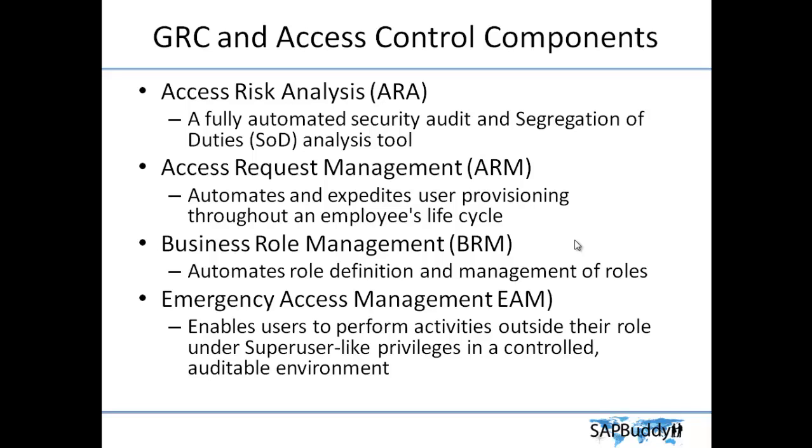After using this emergency access, the audit log can be reviewed and controlled. So it's an auditable environment, which makes it easy to do highly sensitive changes using emergency access management. So we have four different parts in access control: access risk analysis, access request management, business role management, and emergency access management. We will come to these one by one in detail in our later sessions.